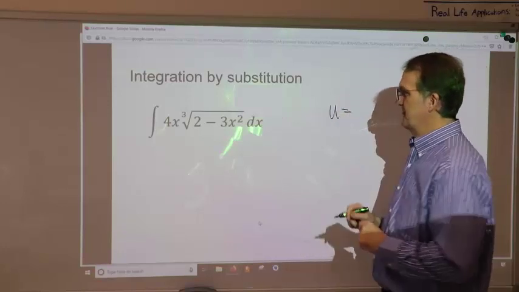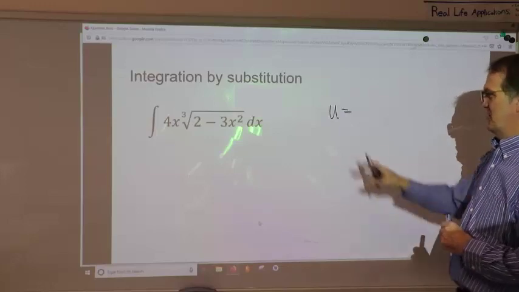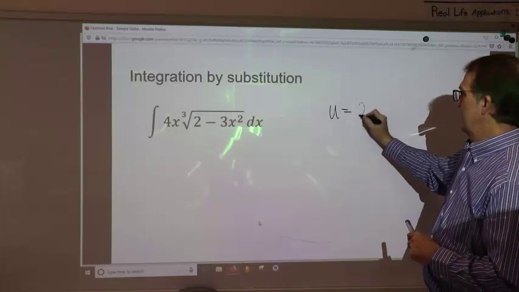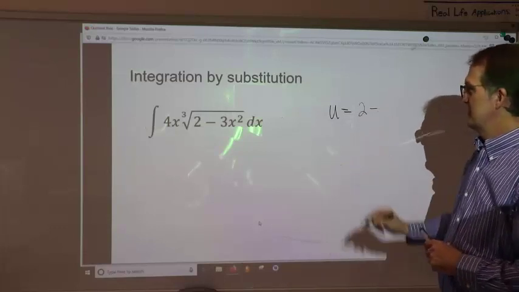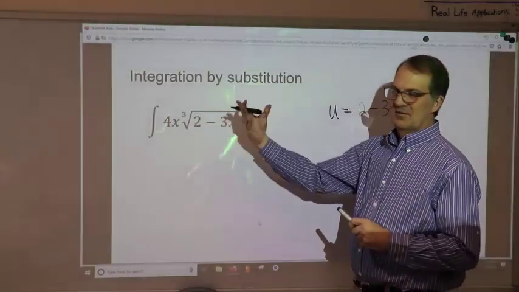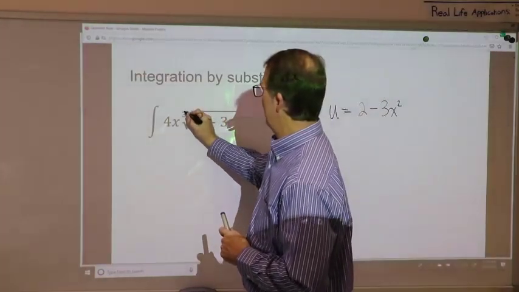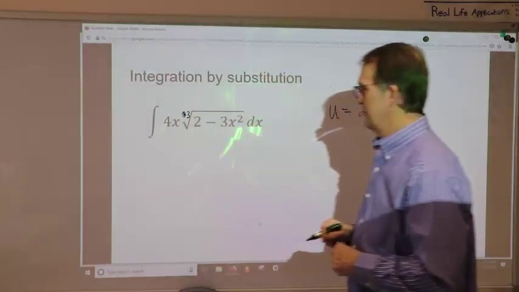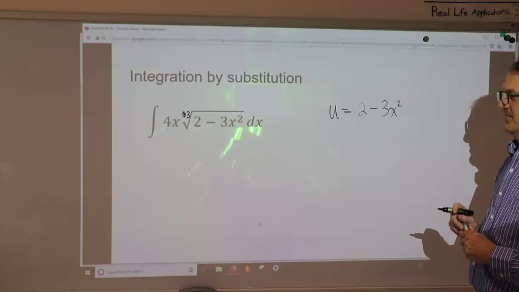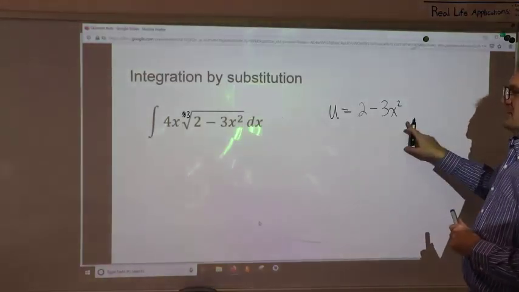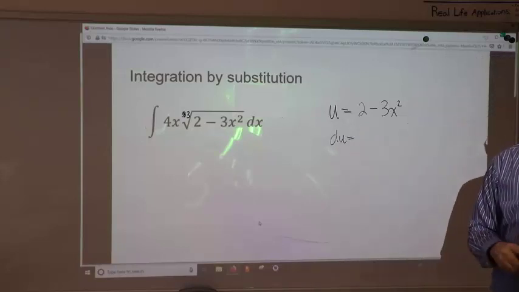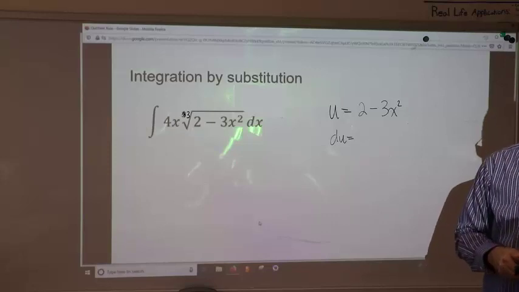Alright, so what would you say is u in this question? So what's inside the root? This is the third root. It kind of looked like 4x cubed, but it's the third root. So there's my u. What's du? Negative 6x.